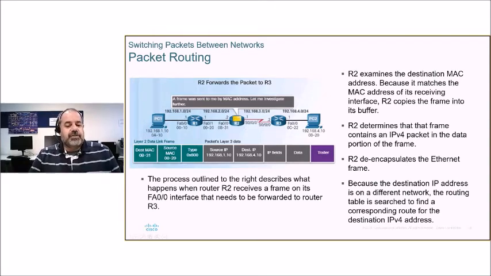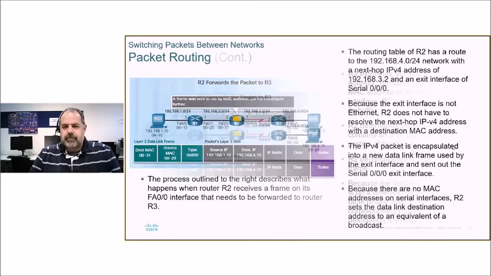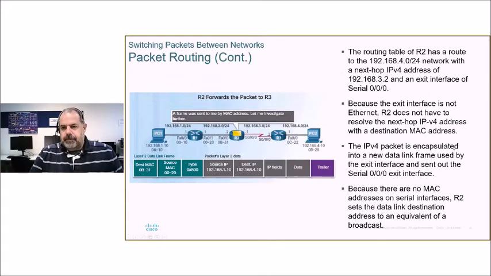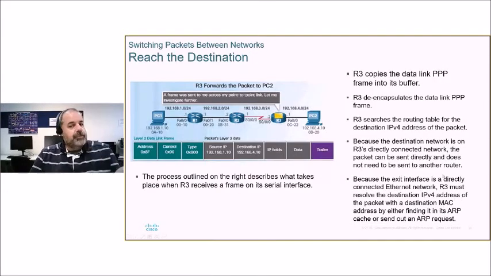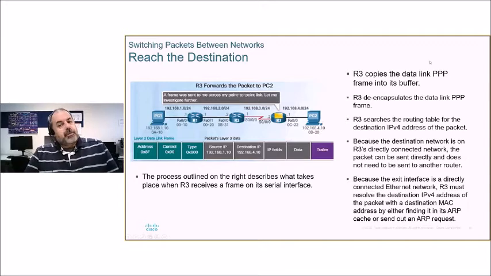except the outgoing interface is not an Ethernet, it's a serial. So it'll either be PPP or HDLC, depending on what's configured. Because there are no MAC addresses on serial interfaces, R2 sets the data link destination address to the equivalent of a broadcast. Because on a point-to-point link, there's only two hosts, itself and the other one. So it arrives at R3 from that serial interface, PPP.